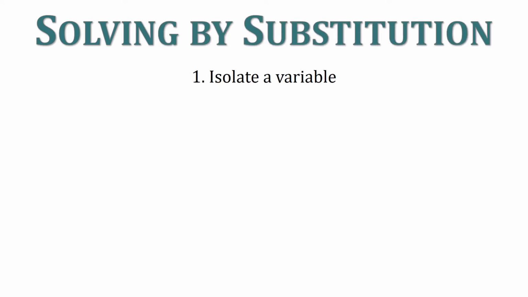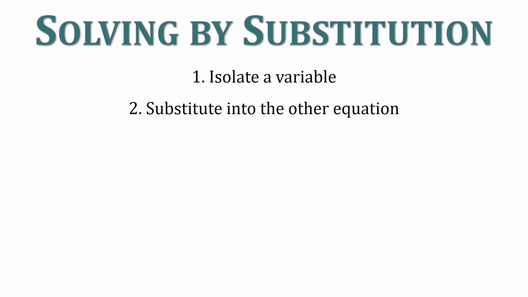Your first step is going to be isolate a variable in one equation, either the x or the y in equation 1 or equation 2. Then you're going to take that equation and substitute it into the other equation that you have not touched yet. The other equation, that is so important because if you substitute it back in the equation that you just isolated, you're going to get infinite solutions every single time, and that may not be the correct answer.